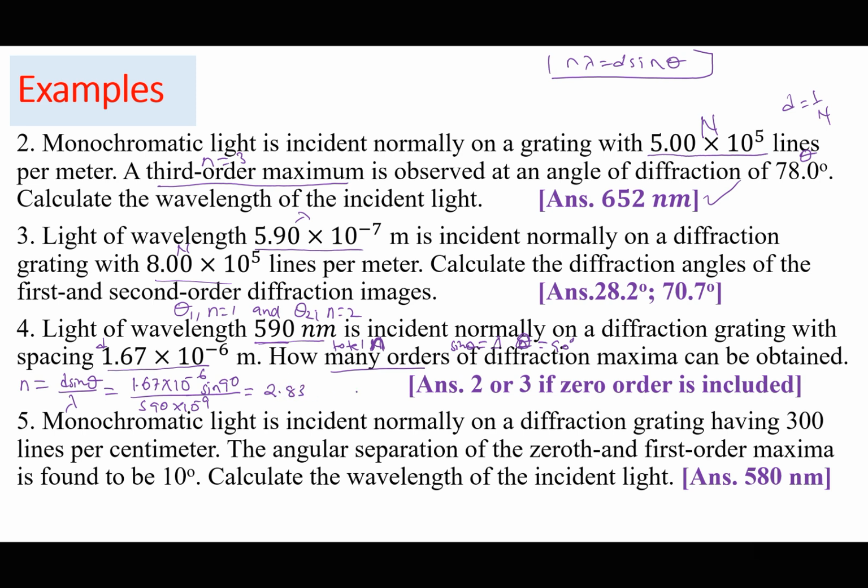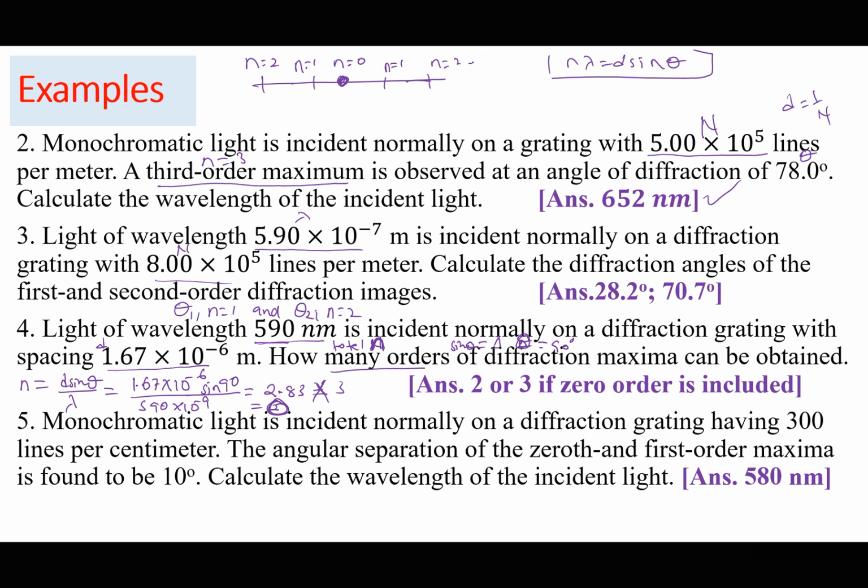Remember I said n must be a whole number. So if it is 2.83, we cannot round off to 3, not at all. So this rounds down to 2. It means the other order cannot fit on the screen. Now if this is the screen, we have the central order maximum, this is for n equals 0. Then we have n equals 1, and we have n equals 2. Of course, we also have these orders on the other side, n equals 1 and n equals 2.